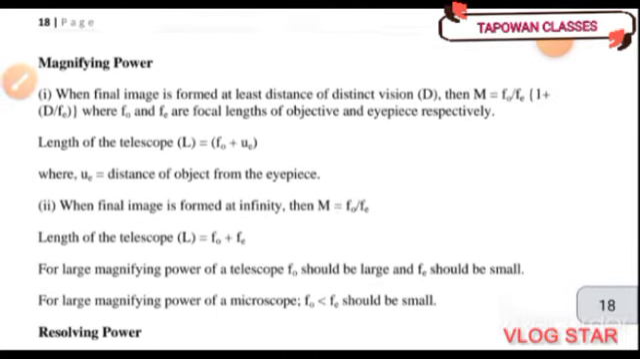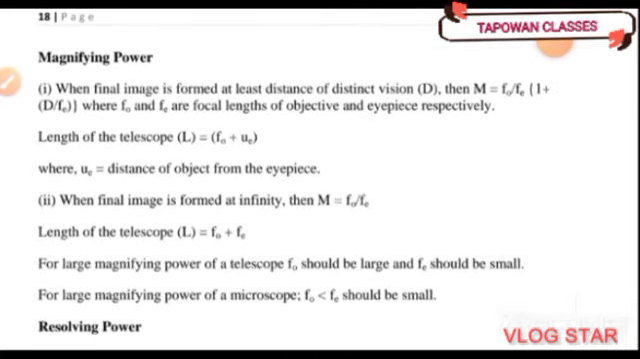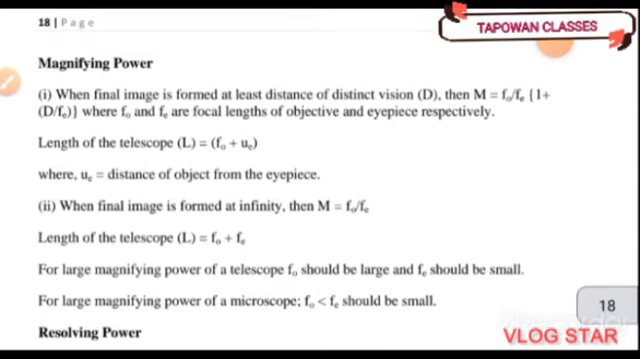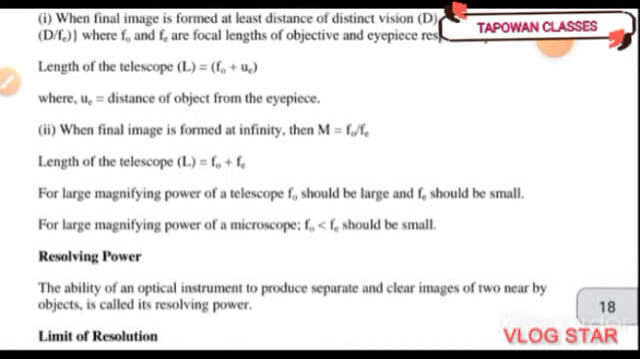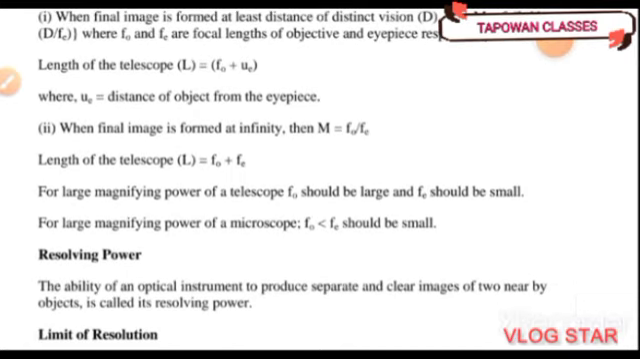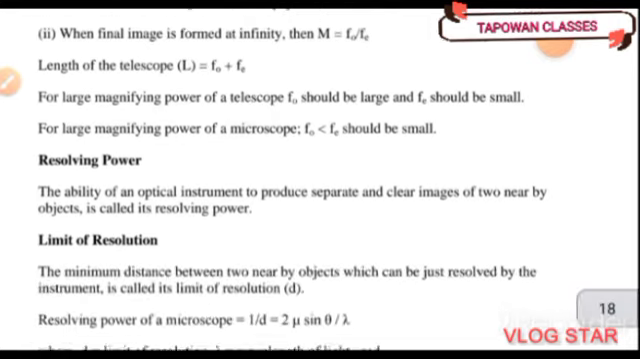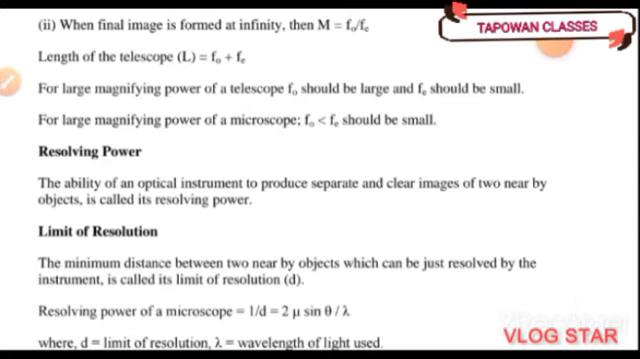Magnifying power: when the final image is formed at the least distance of distinct vision D, then m = f0/fe × (1 + fe/D), where f0 and fe are the focal lengths of the objective and eyepiece respectively. The length of the telescope is L = f0 + ue, where ue is the distance of the object from the eyepiece. When the final image is formed at infinity, m = f0/fe and the length of the telescope is f0 + fe. This is the formula for finding the length of the telescope.